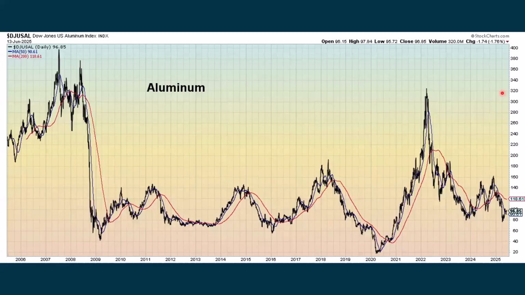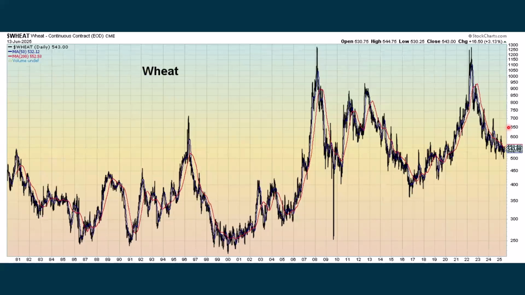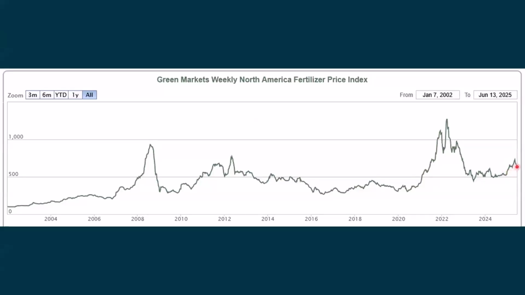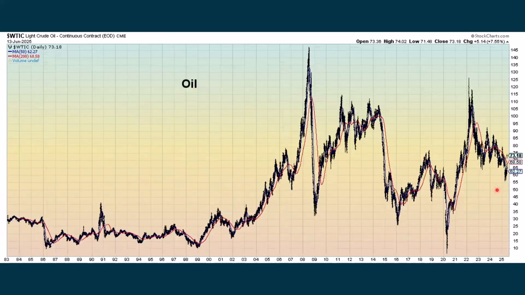And some other markets, here's aluminum, which still continues to be in a downtrend. That's not inflationary. Corn is in an uptrend, but it has continued to pull back. Wheat continues to be in a downtrend, but it's been bouncing up. And fertilizer has been declining, as well as lumber still barely in an uptrend, starting to bounce back up a little bit, but not really showing any real inflationary fear, at least yet.